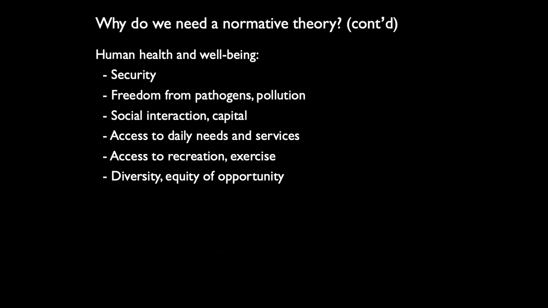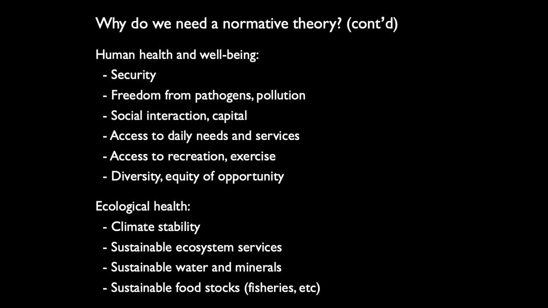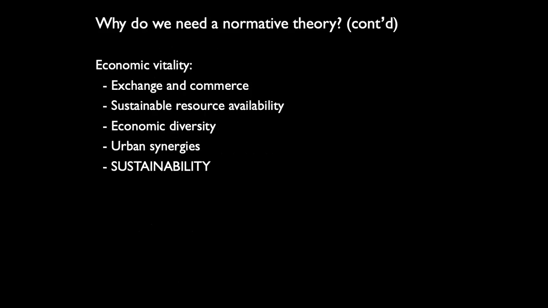And obviously we want to promote health and well-being, security, freedom from pathogens, social interaction, and so on. We want to promote ecological health, climate stability, sustainable ecosystem services, the things that the environment gives to us, the benefits, clean water and clean air and so on, food stocks, fisheries and so on. And economic vitality, the ability to develop and improve our quality of life, our health and benefits that we have access to, the ability to have exchange and commerce, access to resources, economic diversity, which is, again, as Jacobs said, diversity is a good thing, including economic diversity, and urban synergies of various kinds.